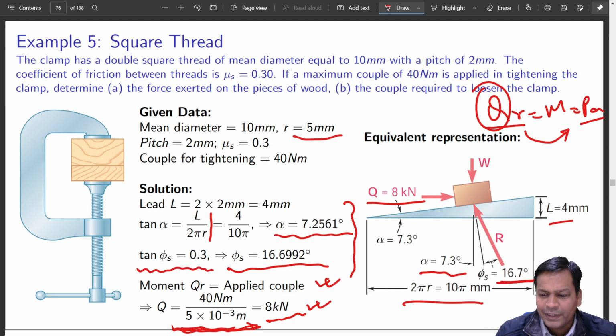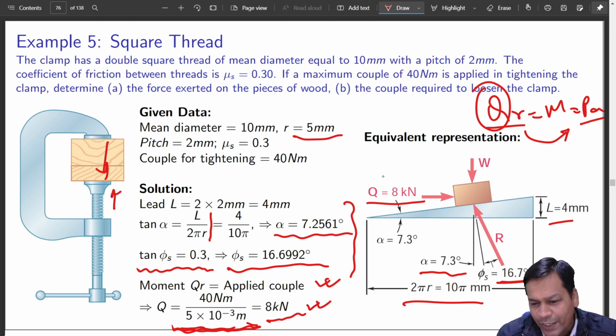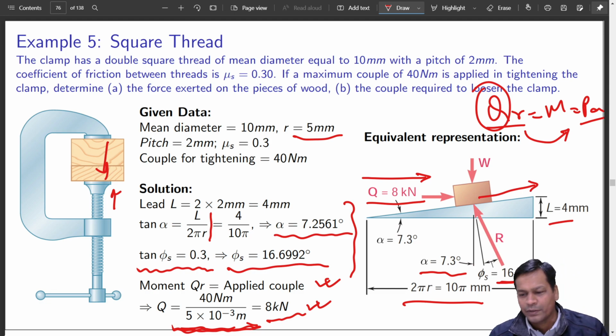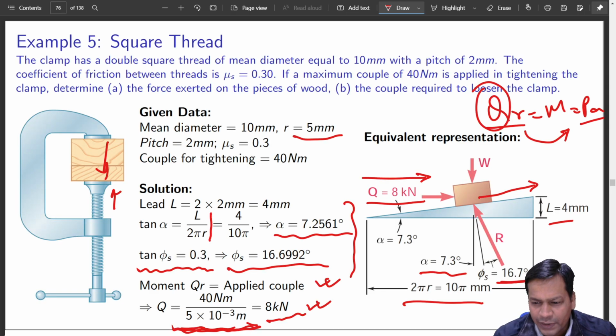While tightening, it goes like this. This was the tightening scenario. When you have to lift this load, the load comes from the top. The load comes like this, and you have to push it this way, so that it gets closer, it gets lifted. So it is against the direction of W. Got it?